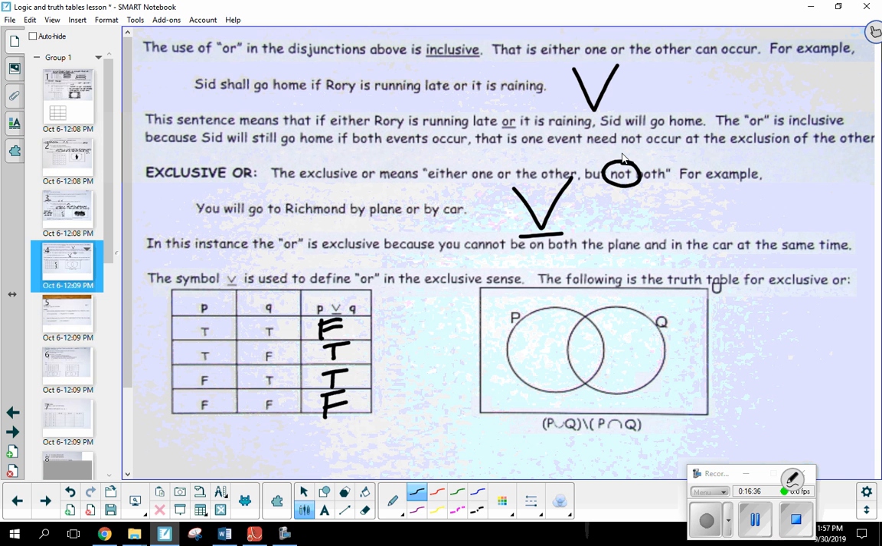Can anybody give me another example of a statement that's exclusive, with an exclusive or? Nobody can think of one? Okay. So I will do my math homework, or I will do my eco homework. Is it not possible to do both at the same time? Yes, I guess technically you could.